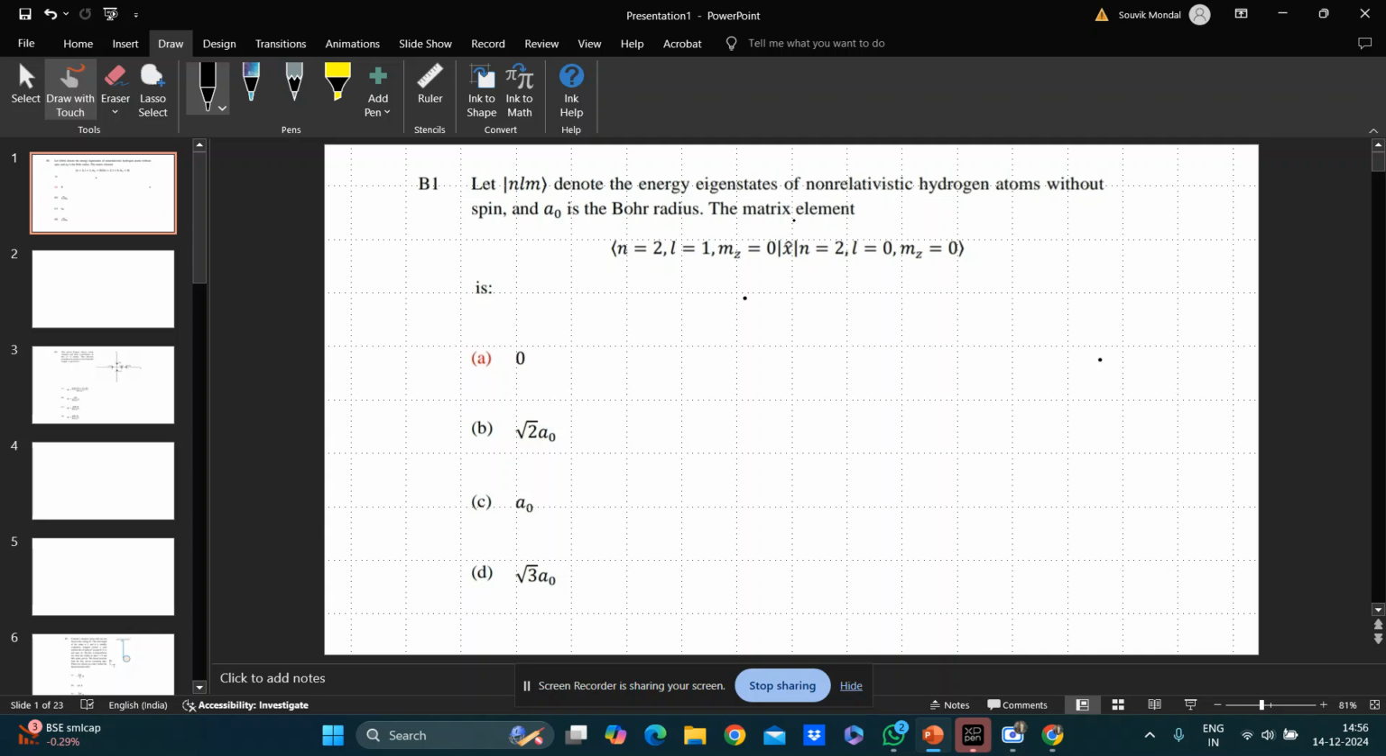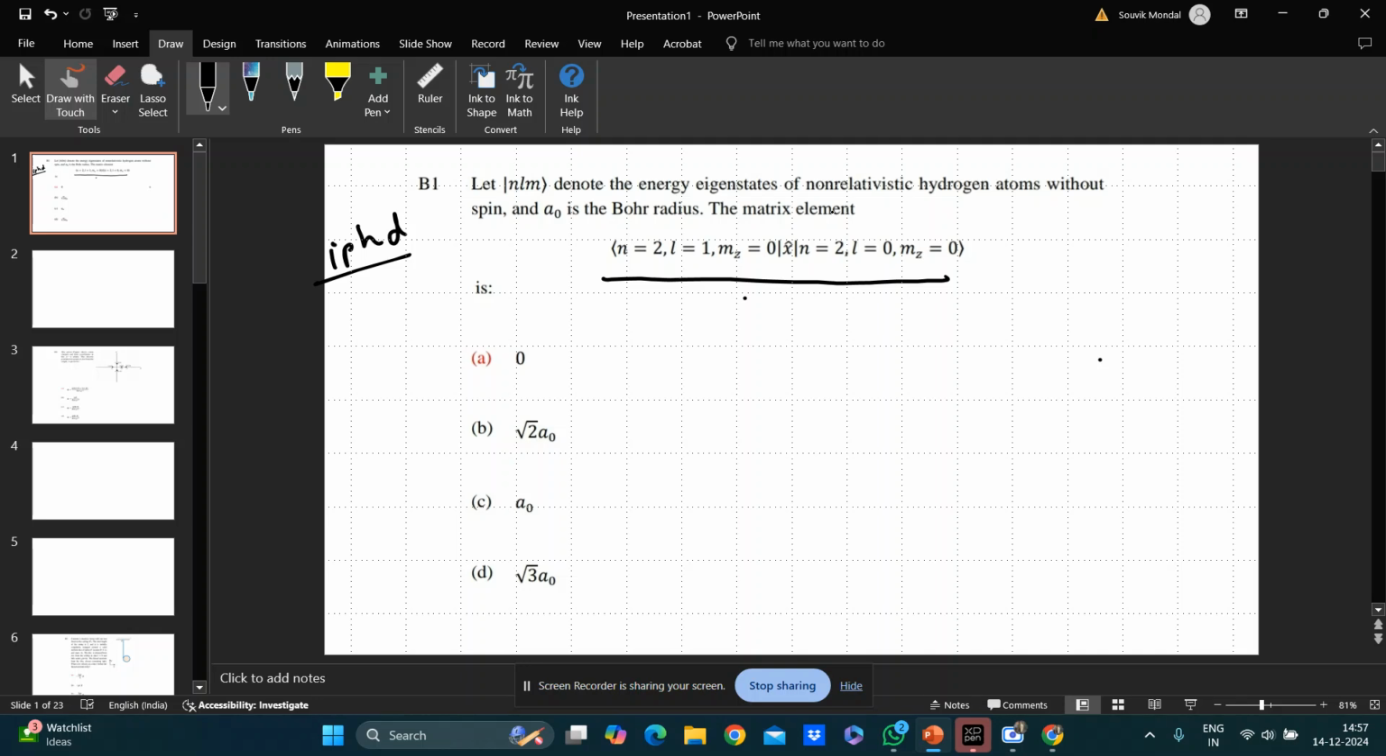Okay. So this is the first question of the 5 marks for IPhD. So this problem is pretty straightforward. It says that |nlm> denotes the energy eigenstates of the non-relativistic hydrogen atom, with spin, and a0 is the Bohr radius. So what is the matrix element?